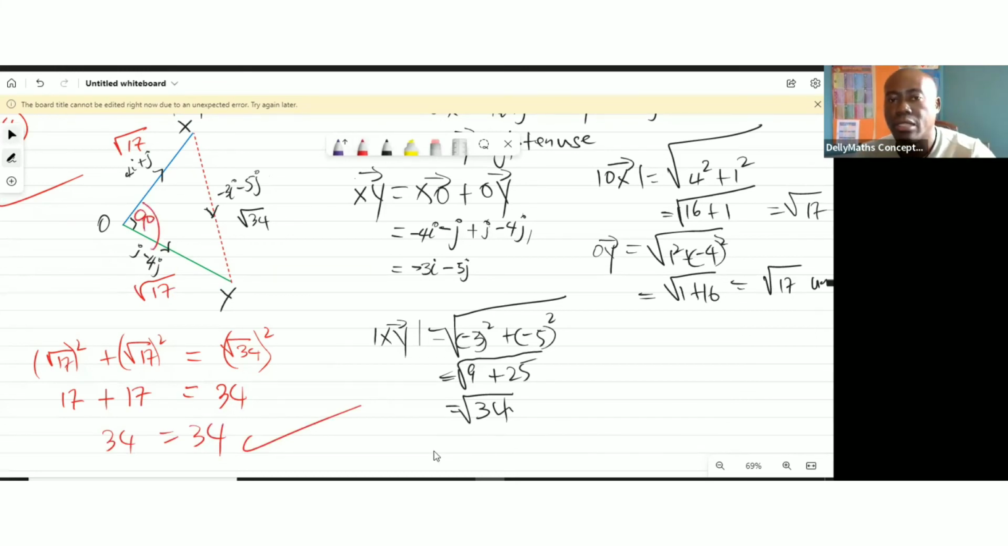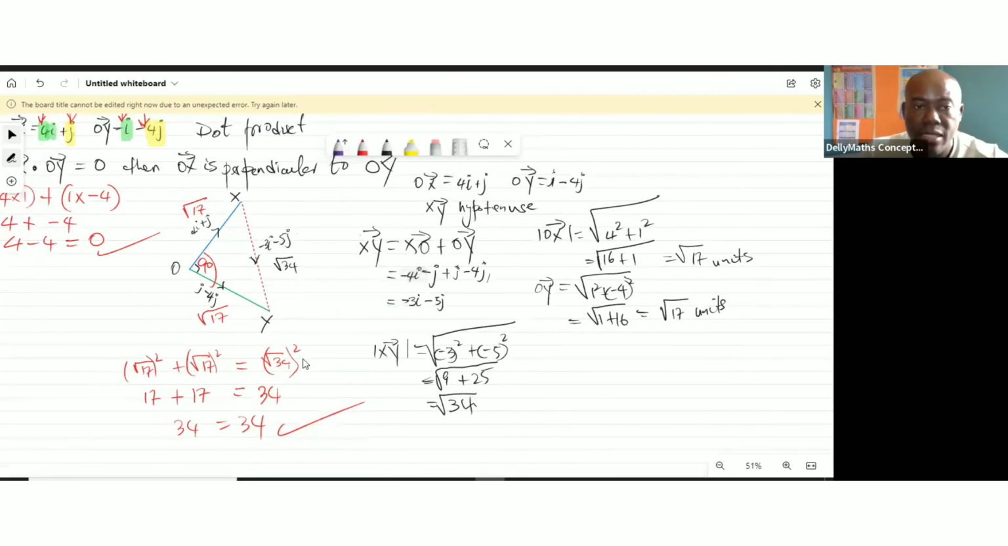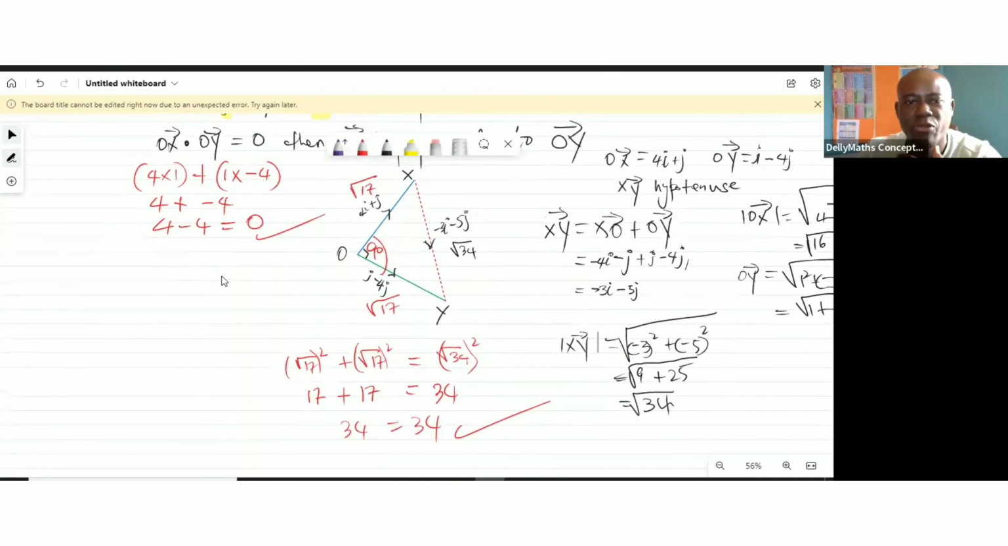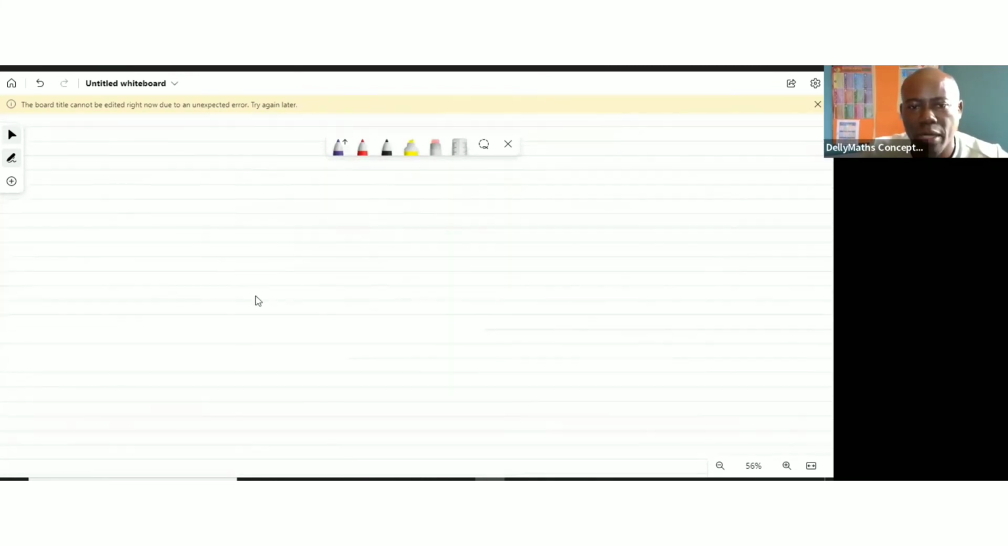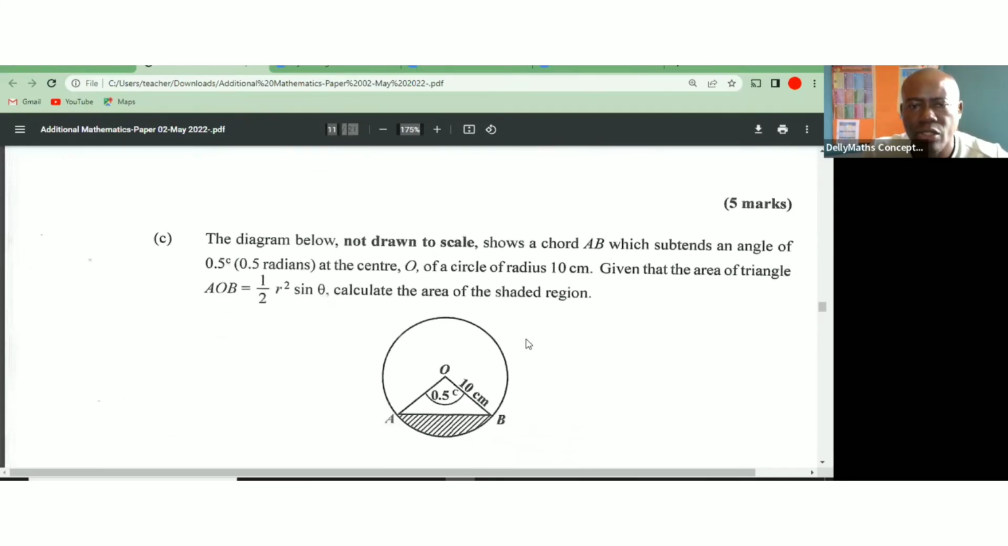So you could have used a dot product and done it, as well as you could have approached it this way. In the exam, I'll take the easiest way out. I would have done it with the dot product and moved on a long time ago, but depending on how you feel. All right, so we have proven the right angle there. Let's go for the next question.